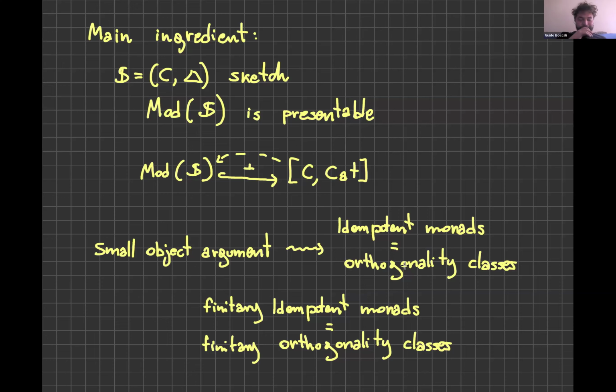To show this, one employs the small object argument, which gives us this equivalence between idempotent monads on the presheaf category and orthogonality classes of maps inside that. And with a small refinement, one gets that finitary idempotent monads are exactly the same as finitary orthogonality classes, which just means that the objects in the class of maps are compact.